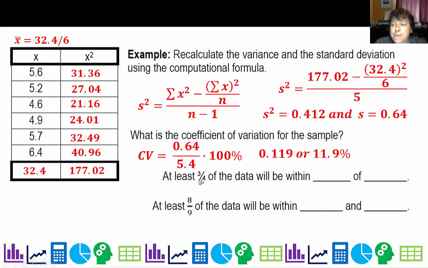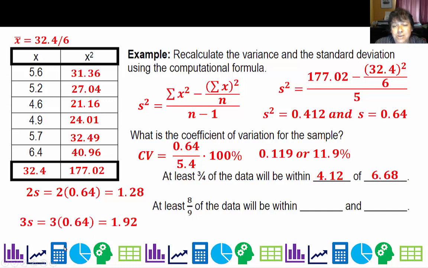All right. Now I'm going to try and figure out 3/4 of the data must be within what and what. So they're going to be centered around this mean of 5.4. Well, I'm going to go 2 standard deviations below. So first of all, calculate 2 standard deviations, which is 1.28. 1.28 below 5.4 is 4.12. 1.28 above 5.4 is 6.68. If I want 8/9 of the data, I'll do 3 standard deviations. So I'll have 1.92 below 5.4 is 3.48, and 1.92 above 5.4 is 7.32.